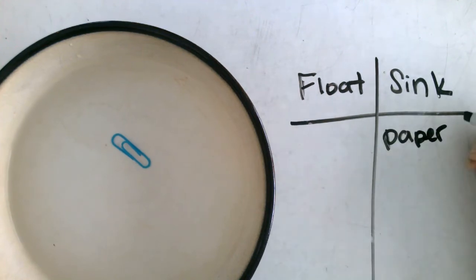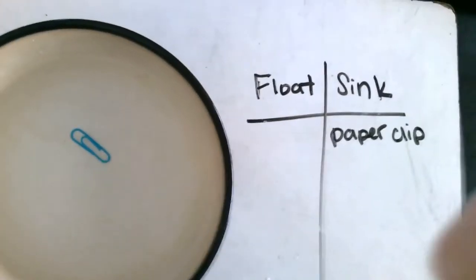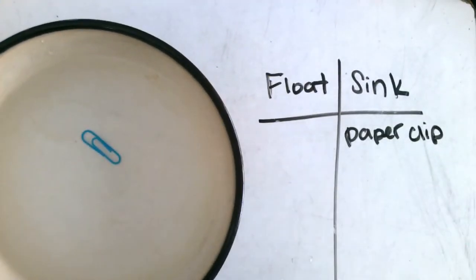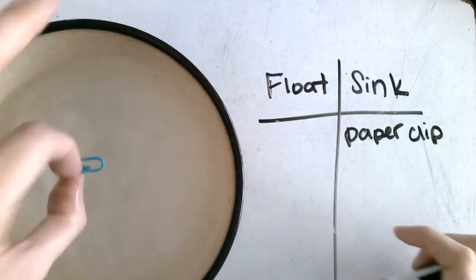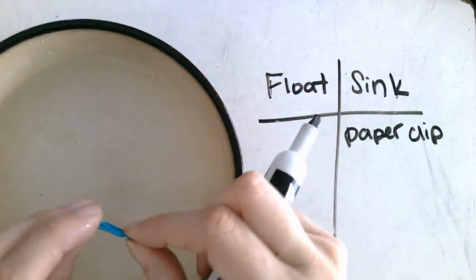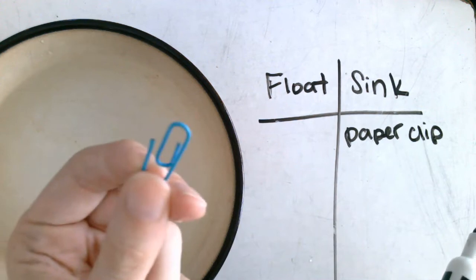Under sink, I'm going to write paper clip. If you voted for paper clip for sink, good job. Give yourself a high five for making a good prediction. If you voted float for paper clip, why do you think this paper clip did not float?